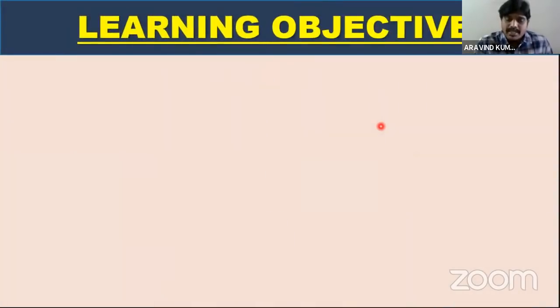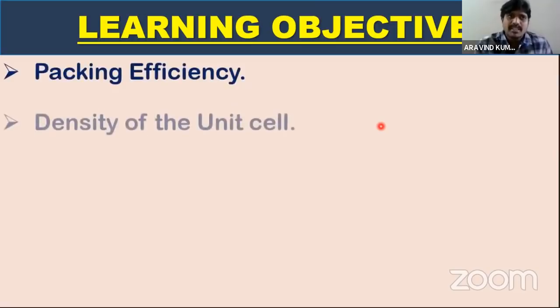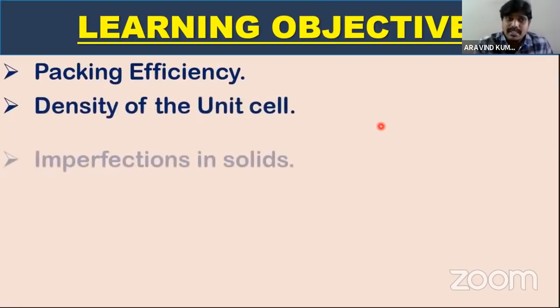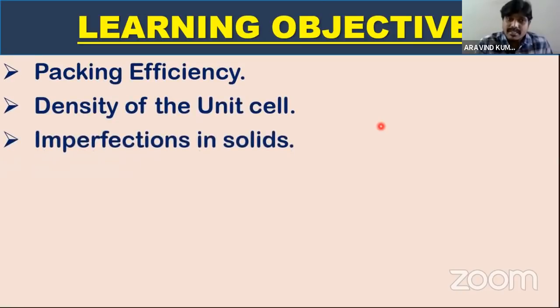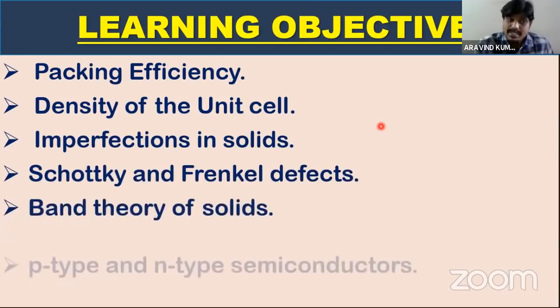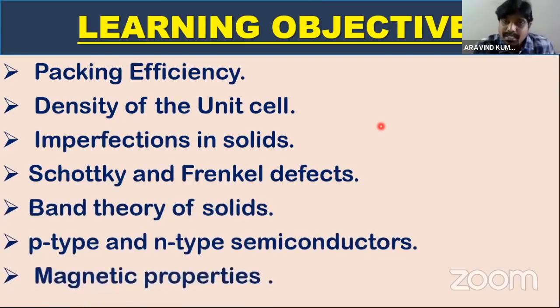Now, children, the most important topics I'm going to explain, let us see in the learning objectives. Packing efficiency, density of the crystal, how we have to find the density, imperfections in the crystals. These are also called Schottky and Frenkel defects, which is very important, children. Band theory of solids. In that, p-type and n-type semiconductors also we need to discuss. And finally, the magnetic properties have to be discussed in this session.